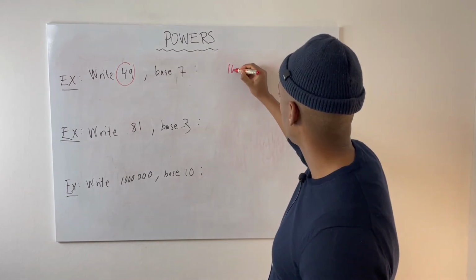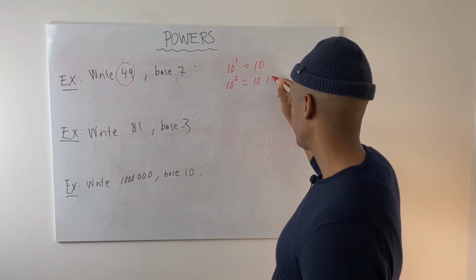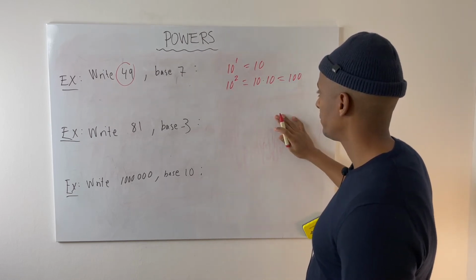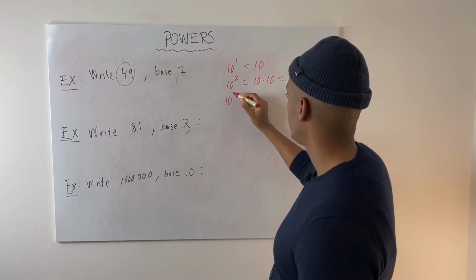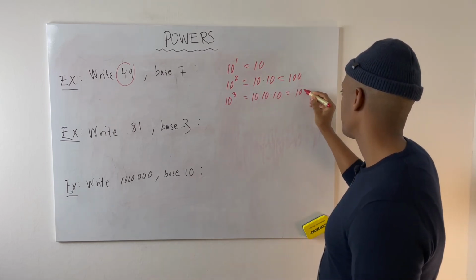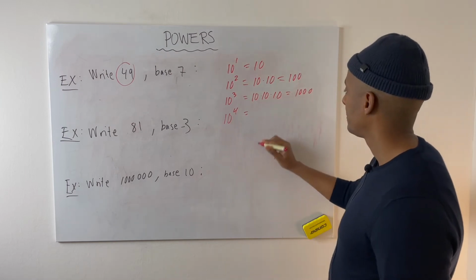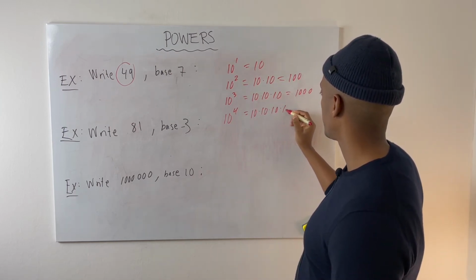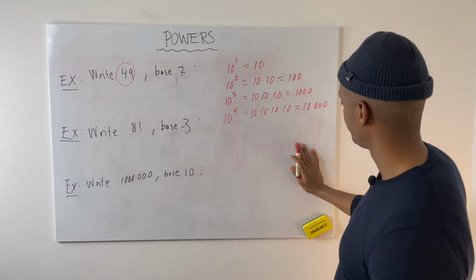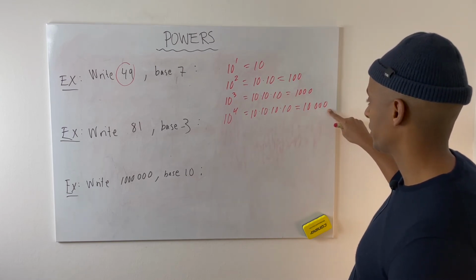So we start with 10 to the power of 1, that's 10. 10 to the power of 2, that's 10 times 10. 10 squared, that's 100. And then we have 10 cubed. That's 10 times 10 times 10. That's 1,000. Then we have 10 to the 4th power. That's 10 times 10 times 10 times 10, 1, 2, 3, 4 times. That's 10,000. Just basically how many zeros we have. We have 1, 2, 3, 4 zeros.